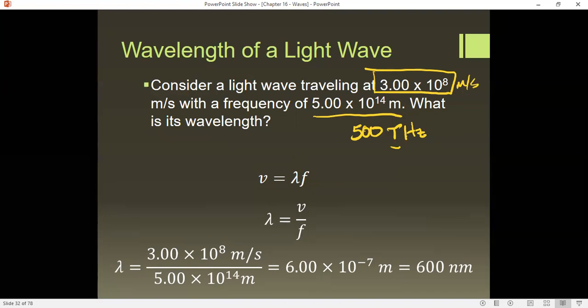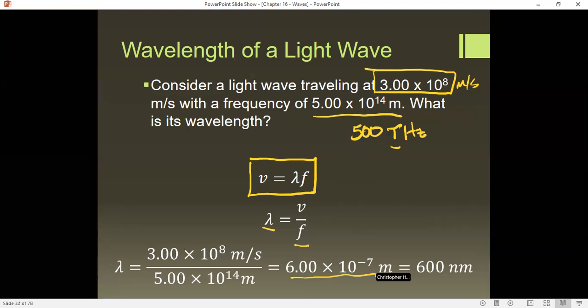I want to know what that wavelength is. So I use my equation: velocity equals wavelength times frequency. Here the wavelength is equal to velocity divided by frequency. And 10 to the 8 divided by 10 to the 14 gives me 10 to the minus 6. But we have 3 divided by 5, which gives me 0.6. So that becomes 6 times 10 to the minus 7.